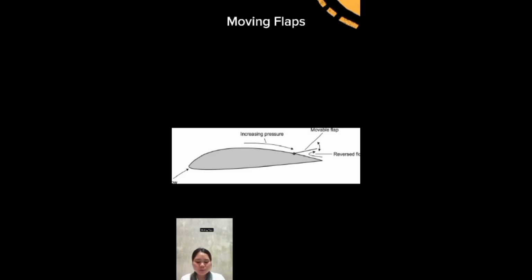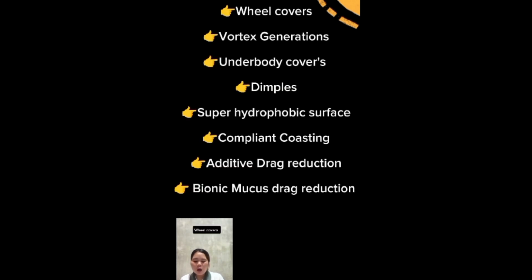And we have moving flaps. Flaps can be moved to alter the shape of an object and reduce drag at certain speed. Can be moved o mag-iba yung shape ng object ay nagre-reduce ng drag at siguradong bilis. We have other techniques. We have wheel covers. Wheel covers, this can help reduce the drag caused by the wheels and tires.